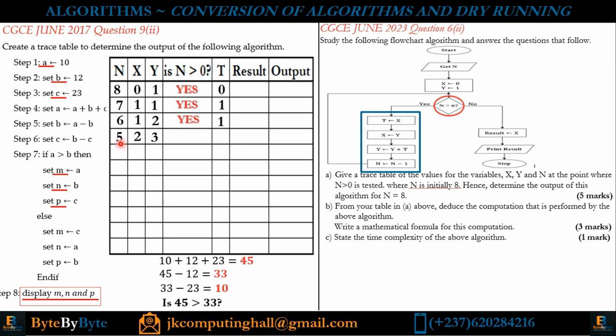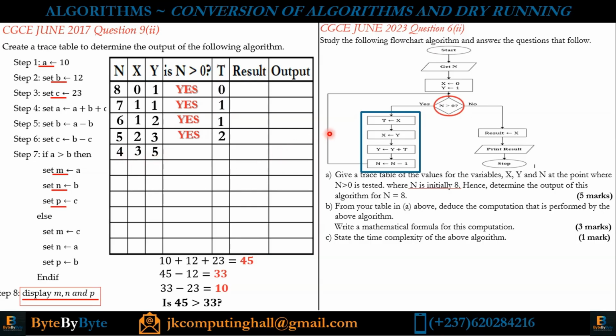And n decrements. We come back and test the condition. Is n greater than 0? Yes. We repeat our block of repeated instructions where t takes x, which is 2, x takes y, which is 3, and y takes y plus t, which is 5, and n decrements.